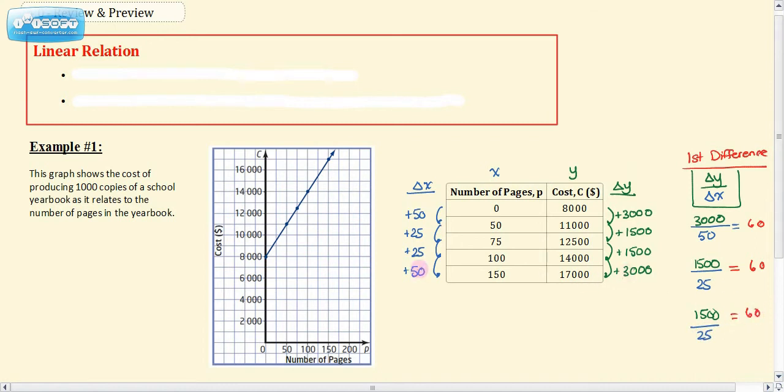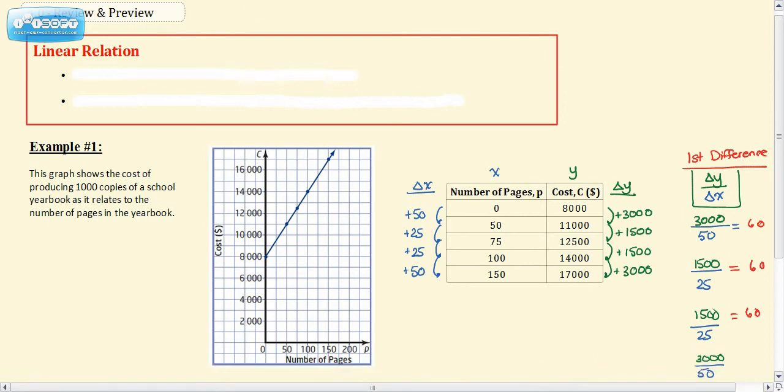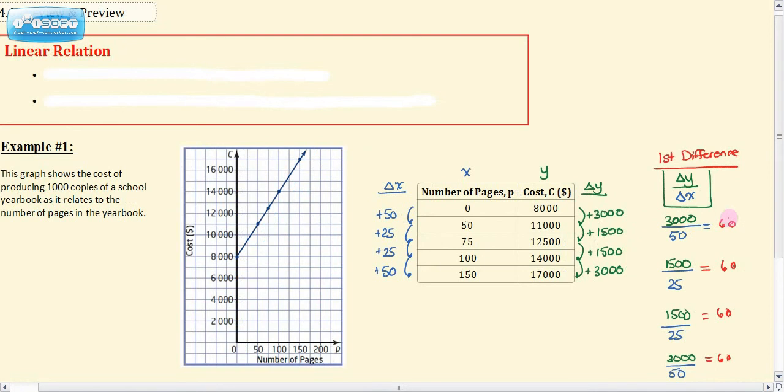And last row, I have 3,000, and I'm going to divide that by 50. And my answer again is 60. So now that these are all the same, I know that this relationship is linear.